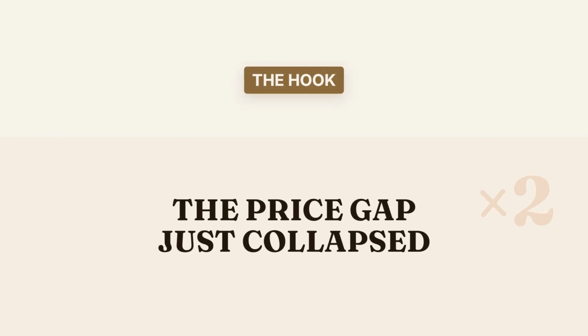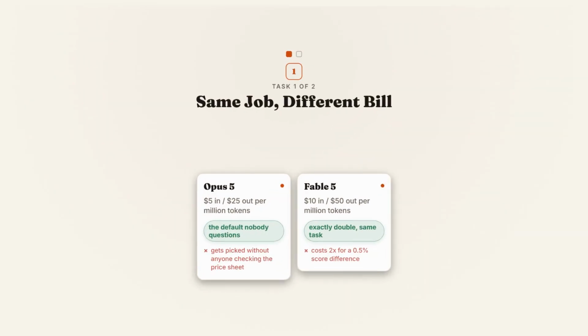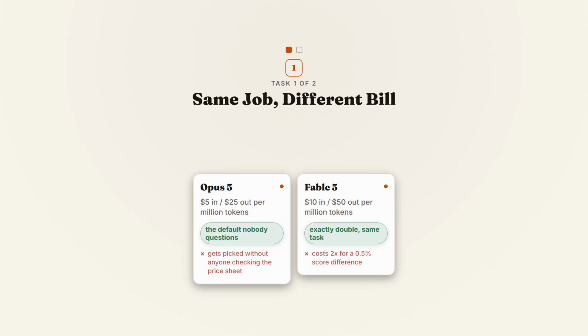Your coding agent's default model just got exposed by its own maker's price sheet. The premium tier you always pick barely beats the cheap one anymore. Claude Opus 5 launched July 24th at $5 in, $25 out, per million tokens, the same price as the model it replaced. Put them side by side, and the math gets uncomfortable.